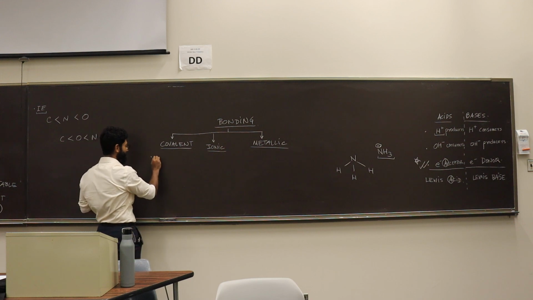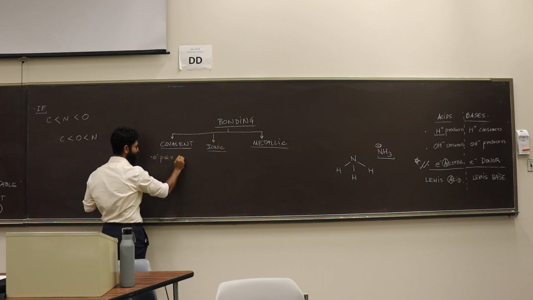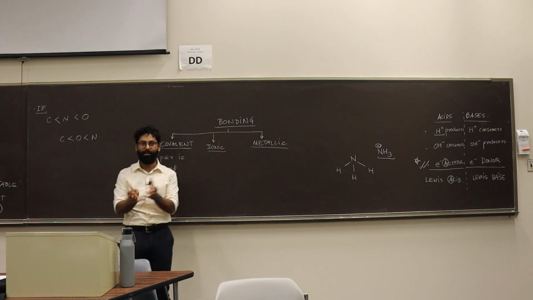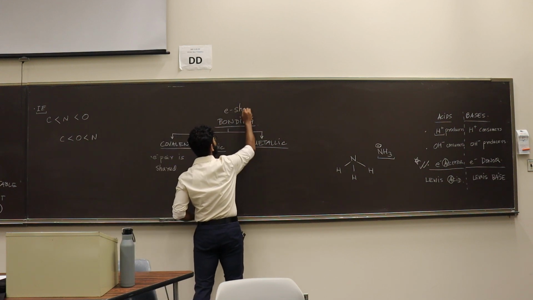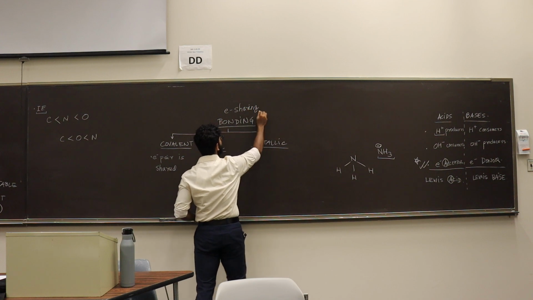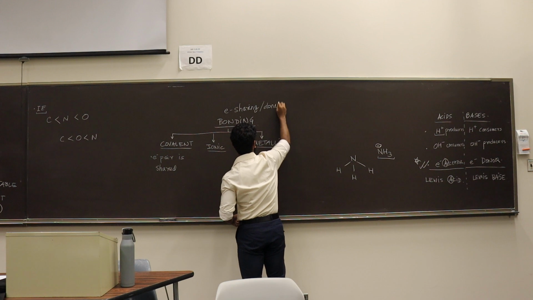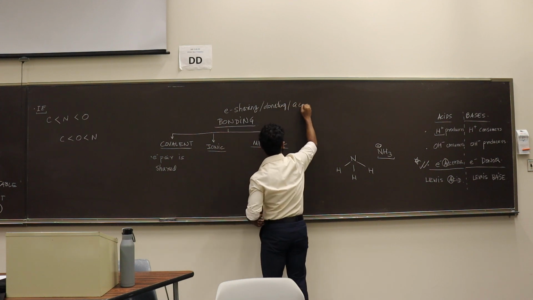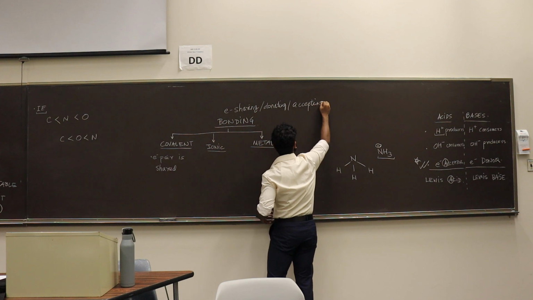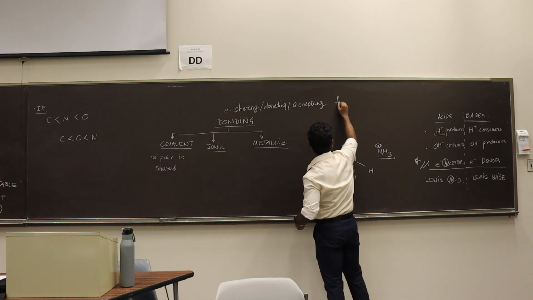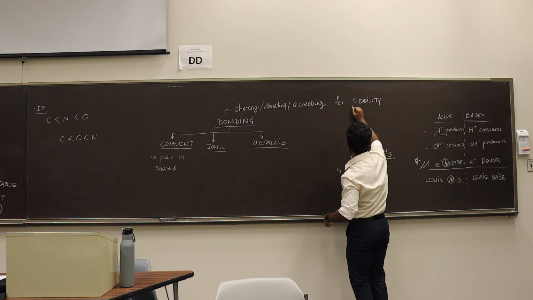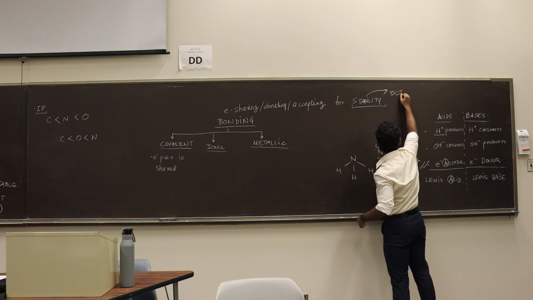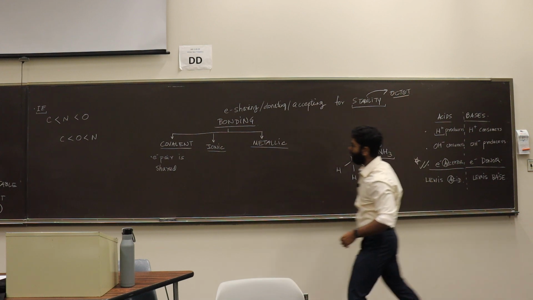So covalent, in which the electron pair is shared between the two parties that are involved in the bonding. So bonding is basically some kind of electron sharing or donating or accepting for stability. And this is basically governed by the octet. Okay?